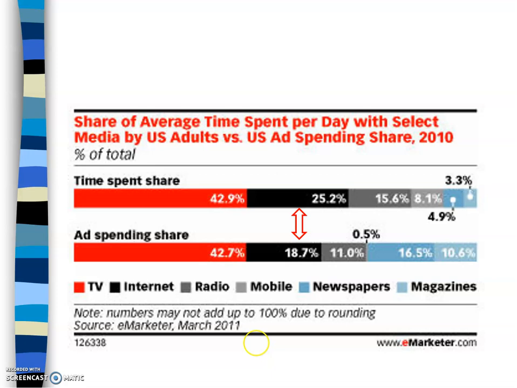And you can look farther, and it shows that for newspapers, consumers were spending around 5% of their time with newspapers, but the ad spend was around 16.5%. So a big mismatch, you can see these numbers just not matching up.